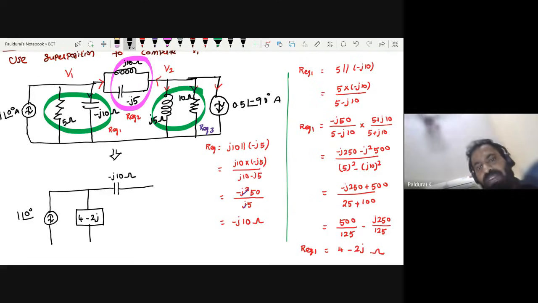Then what is R equivalent 3? I think you can find it by yourself and let me know the value. R equivalent 3.